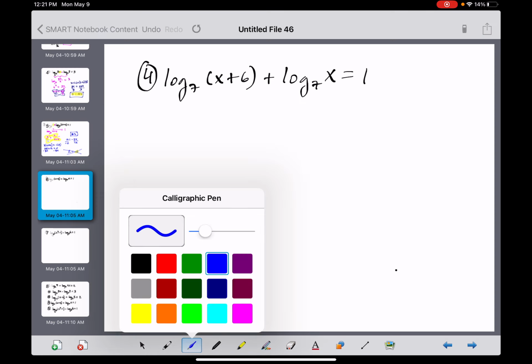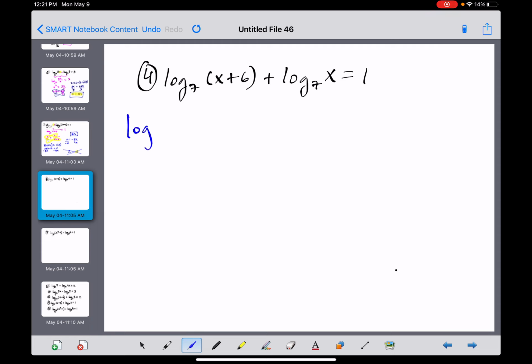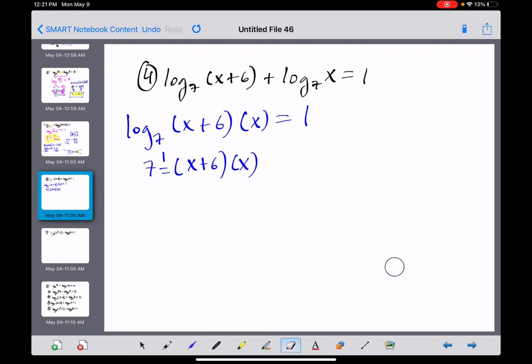In number 4, same thing, we're going to condense this. So we have log base 7 of x plus 6 times x, using the product property. We get that: 7 to the first power equals x plus 6 times x. It's condensed and then exponential form. I hope you guys see the pattern, okay? So step 1 is condense, step 2, exponential form. Then notice here 7 to the first power is 7 equals x squared plus 6x. Subtract 7 from both sides. We have 0 equals x squared plus 6x minus 7.